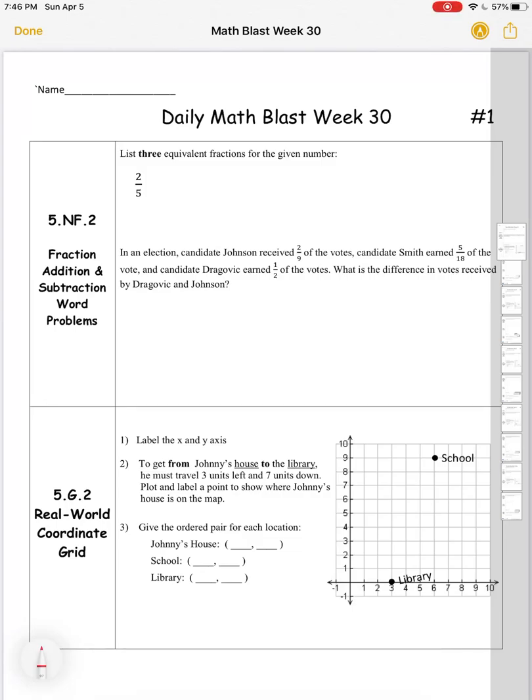Math Blast Week 30, Fraction Addition and Subtraction Word Problems. List 3 equivalent fractions for the given number.